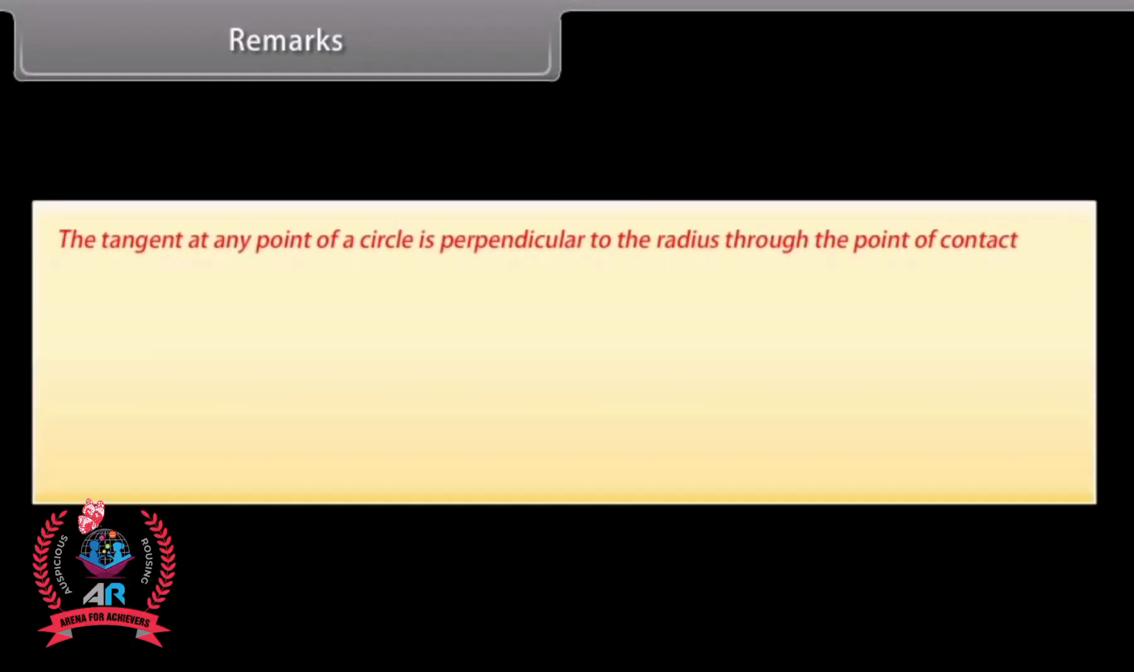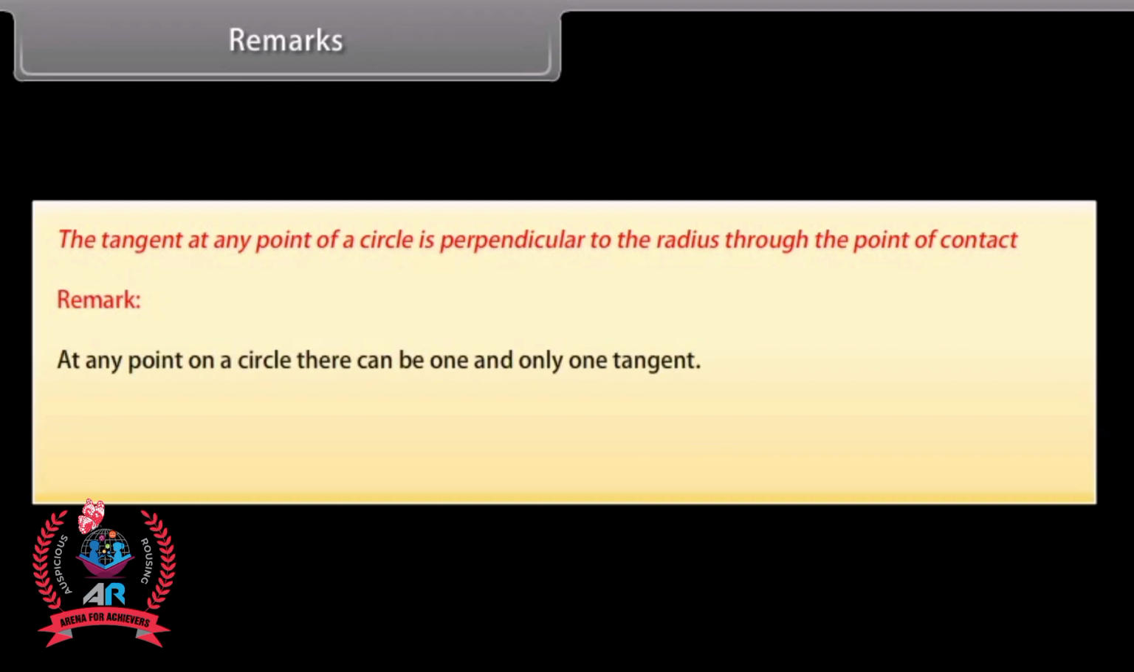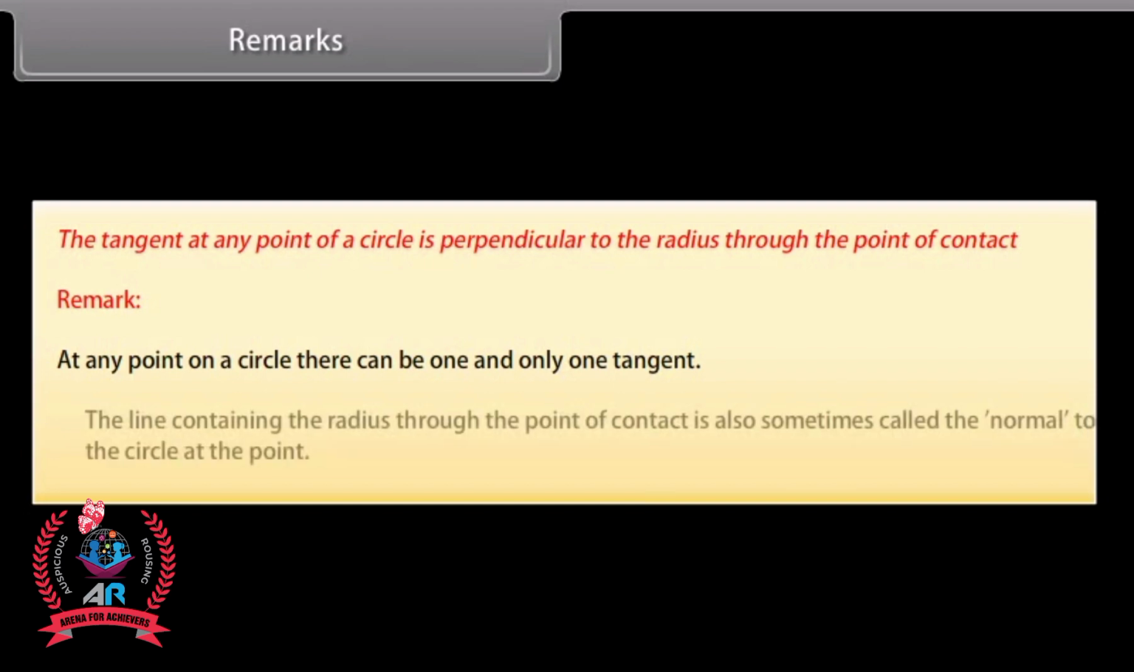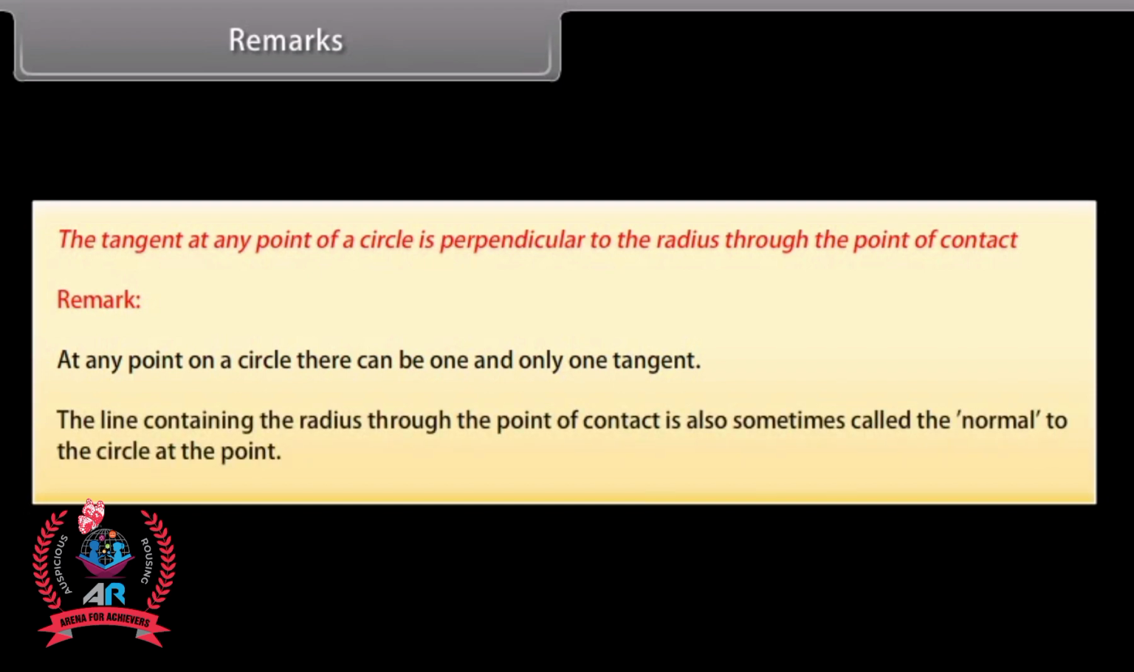From this theorem, we can also conclude that at any point on a circle, there can be one and only one tangent. And the line containing the radius through the point of contact is also sometimes called the normal to the circle at the point.